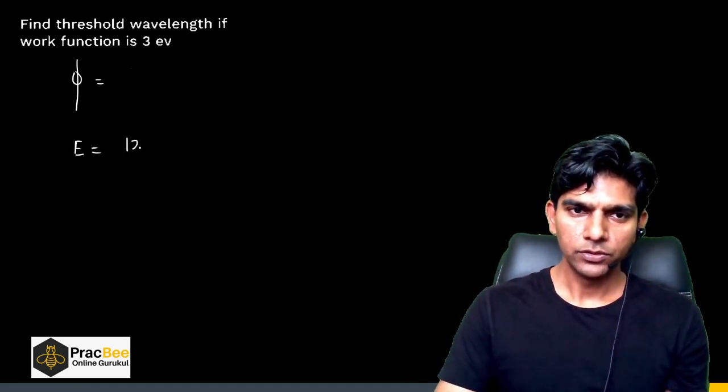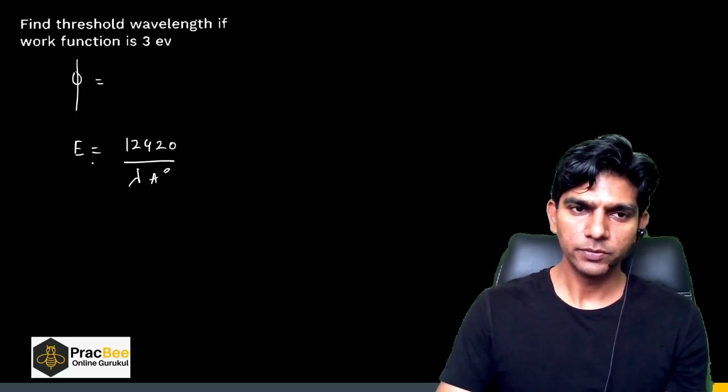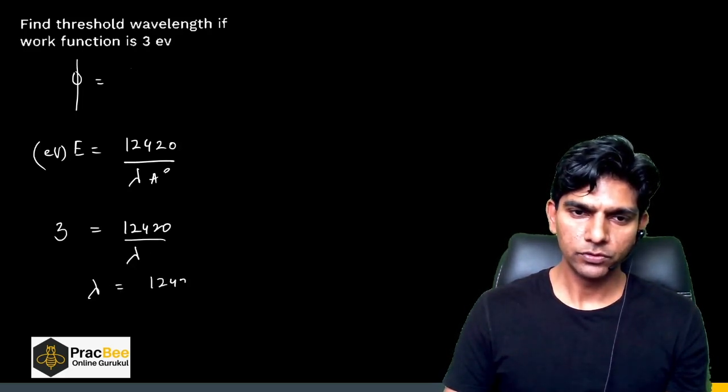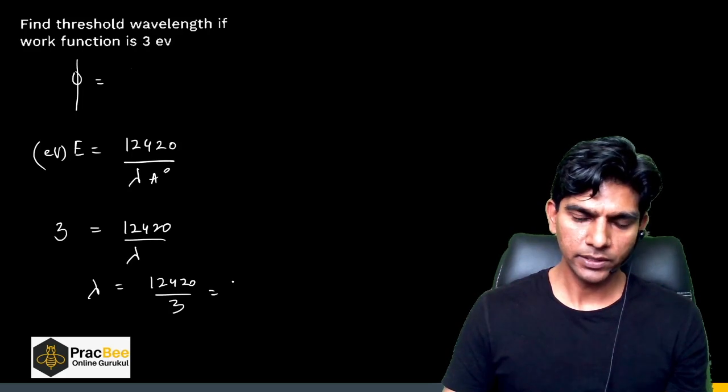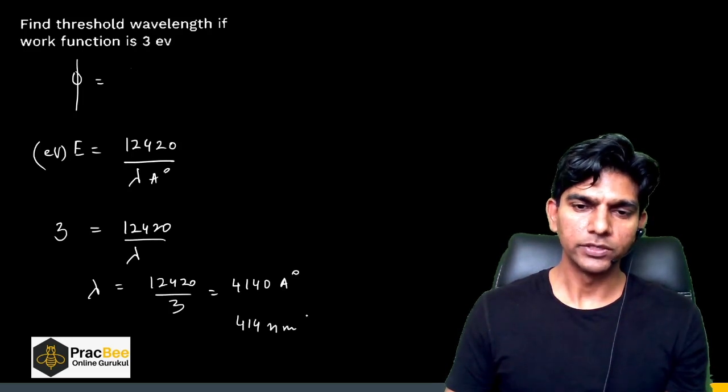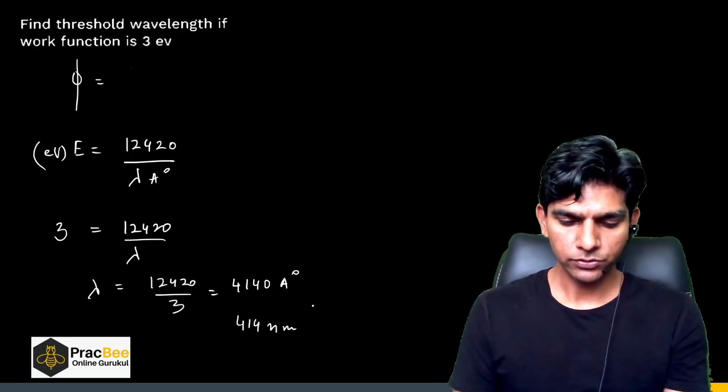E is equal to 12420 divided by wavelength in angstrom, if this is in electron volt, right? So it is given as 3, and this is 12420, and we have lambda in angstrom. So lambda will be 12420 divided by 3. So this will be 4140 angstrom, right? Or 414 nanometer. Okay, so again, very basic question.